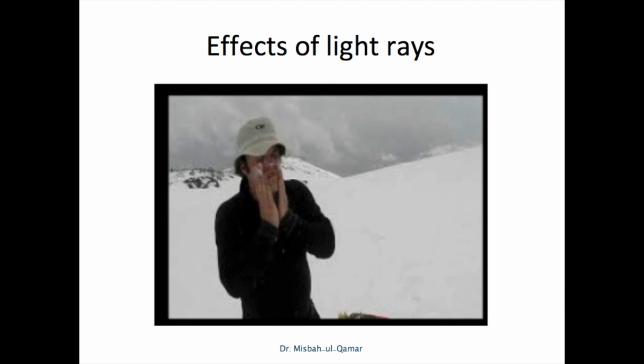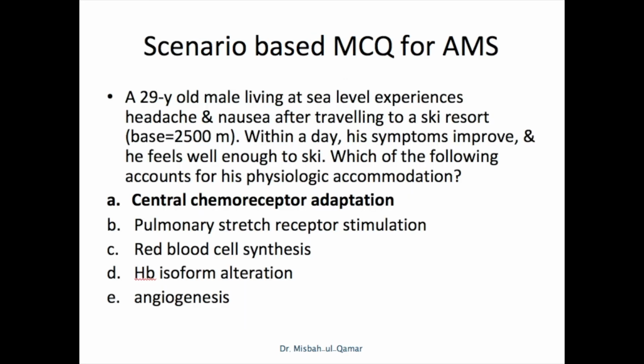And lastly, this is to show you that the light rays at high altitude could affect you by causing skin irritation. Now, it is a scenario-based MCQ for acute mountain sickness, and you see I have highlighted the best choice in bold. But can you explain why the other choices are not right?